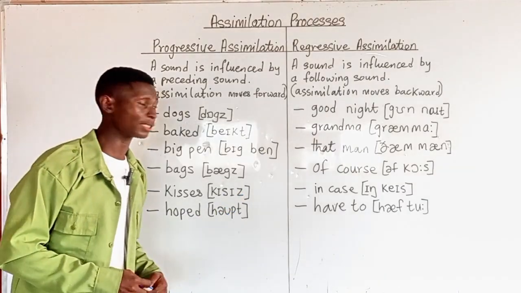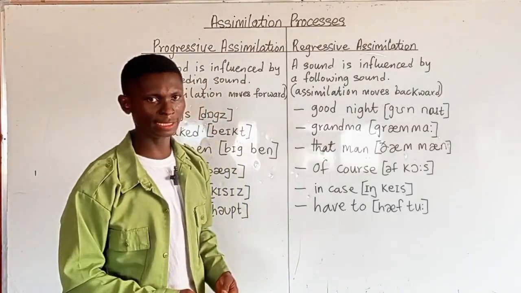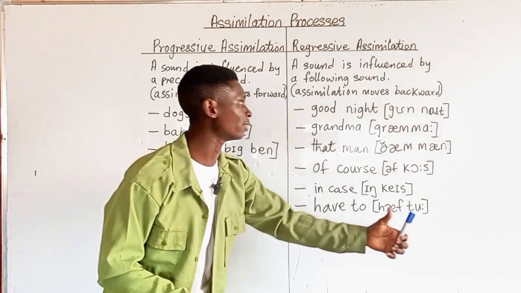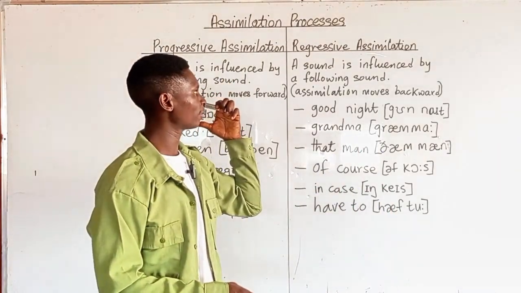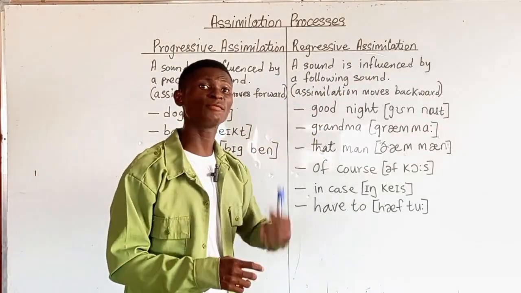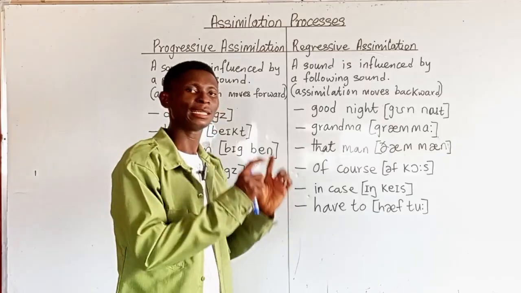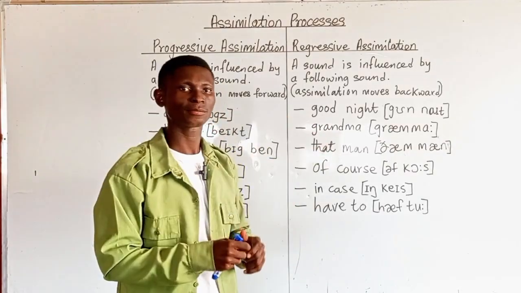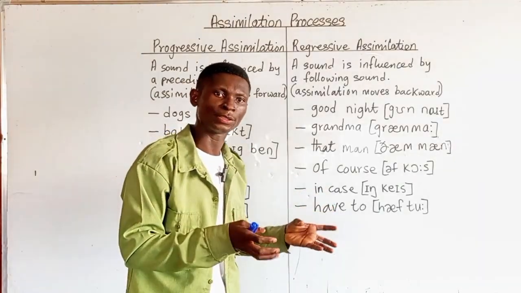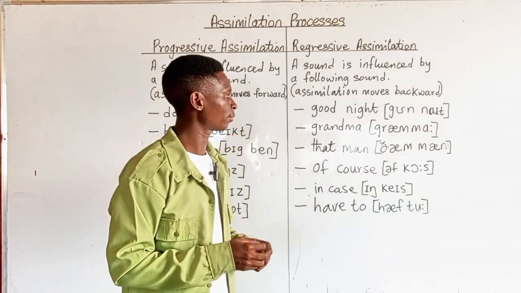Having established this, let's also consider regressive assimilation. Remember what I said about regressive assimilation? It has to do with when the assimilation is going back. So a sound is influenced by the following sound. The sound that follows a particular sound influences it. In other words, a particular sound borrows features from the sound that comes after it.